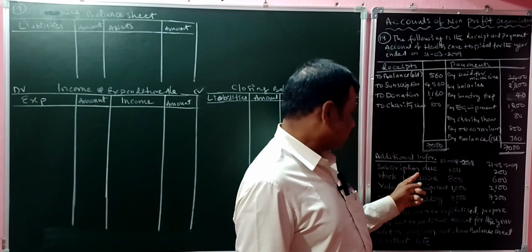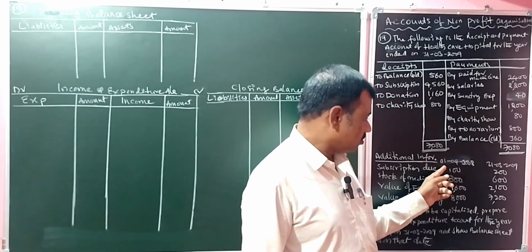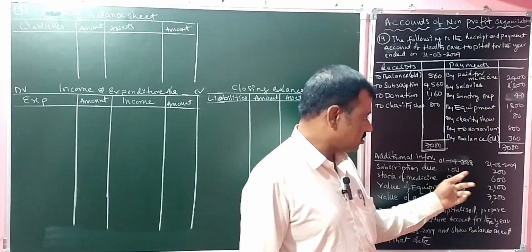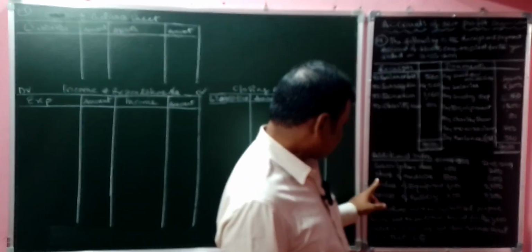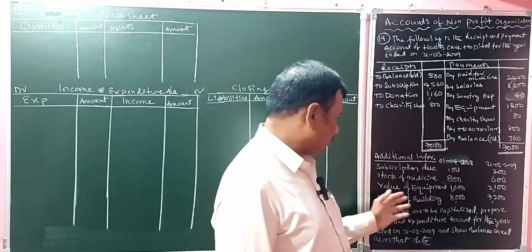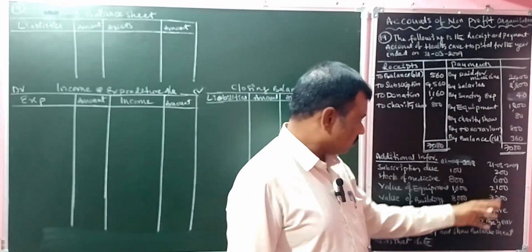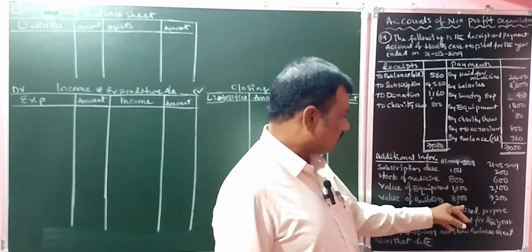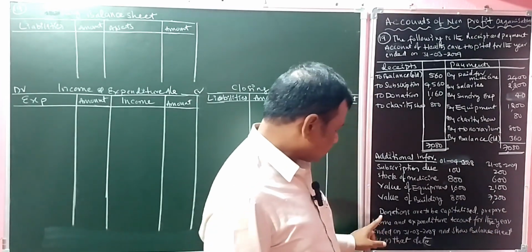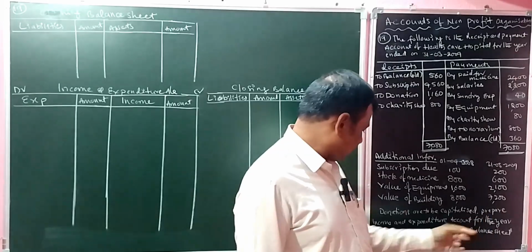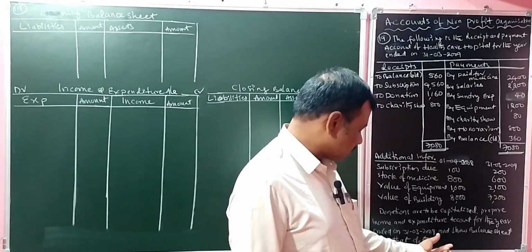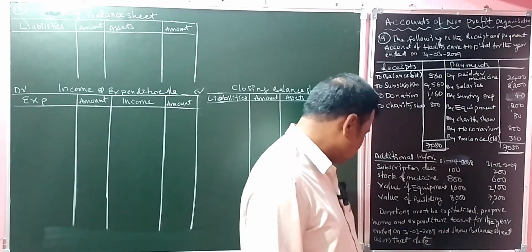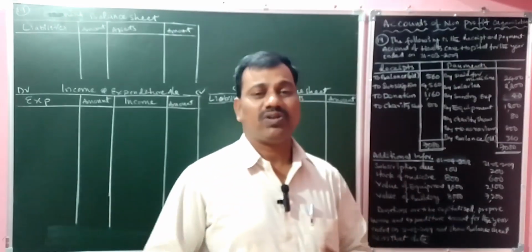Here additional information is also given. Subscriptions due on 1st April 2008 are 100 rupees, and on 31st March 2009 are 200. Next, stock of medicine 800 and 600, value of equipment 1600 and 2100, value of building 8000 and 7200. Next, donations are to be capitalized. Prepare the income and expenditure account for the year ended 31st March 2009 and show the balance sheet as on that date. That is the given question.